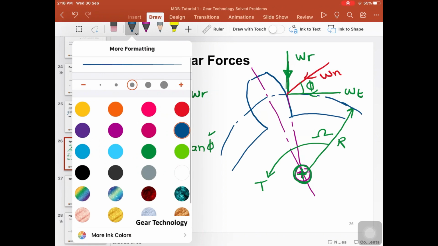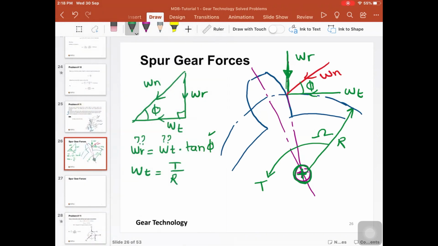Right. So this is one way of finding the tangential force. If the output torque is known, we can calculate the radius of the pitch circle, and then we can find Wt. If the power is known, then Wt is the power divided by the pitch line velocity v. So this is Wt again.